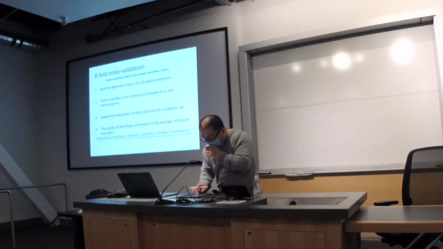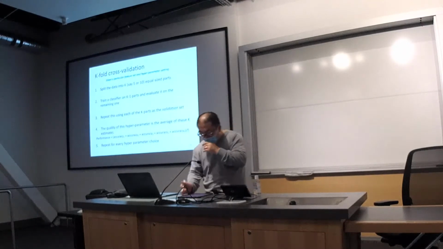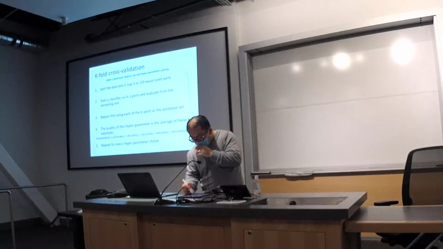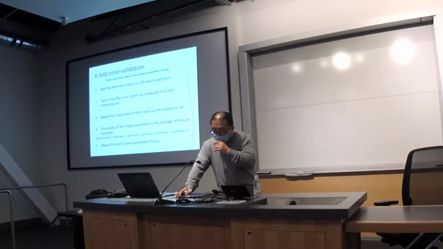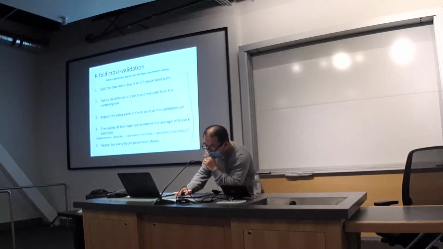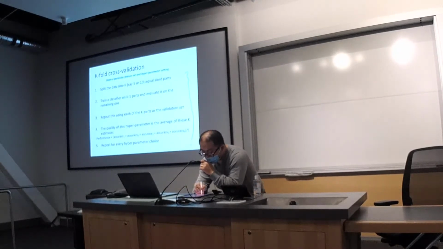Okay, great. So let me represent the whole procedure in terms of an algorithm framework. It will be very easy to follow when you try to tune the hyperparameters in your SVM implementation. For any given hyperparameter value, you first split the data into k equal-size parts, and k is usually chosen as 5 or 10. Then you train a classifier on k-1 parts and evaluate on the remaining one. You repeat this using each of the k parts as the validation set.